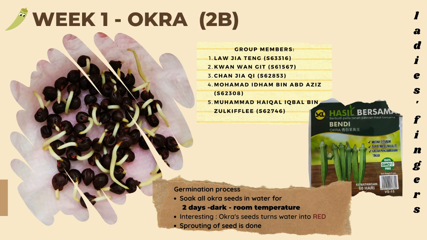For the germination process, Chan Jaki volunteered to soak and germinate the okra plant's seed. The germination process took place in 2 days with dark and room temperature condition. Interestingly, okra seed turns water into red. After doing some research, the color might come from anthocyanins, which is a natural plant pigment, and there is a possibility that this type of plant is red okra. So that's all for week 1. Let's move on to our next presenter.